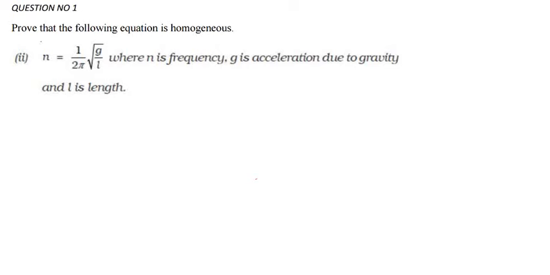Okay, so I have got my first question, which is saying prove that the following equation is homogeneous. So what does it mean when you say homogeneous? Meaning the equation has got the same formula, both left hand side and the right hand side.